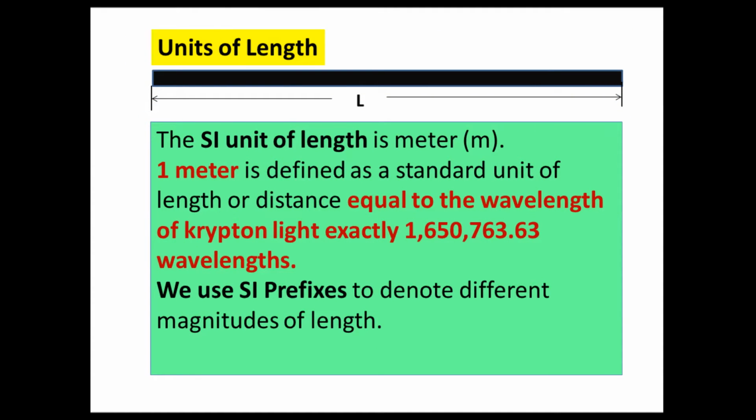Ang pinakaunang topic natin dito ay ang SI unit of length, which is meter. 1 meter is defined as a standard unit of length or distance equal to the wavelength of krypton light. We use SI prefixes to denote different magnitudes of length.